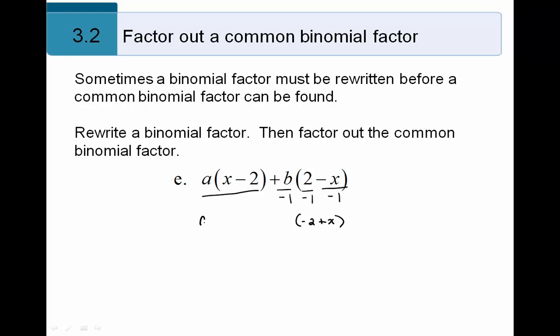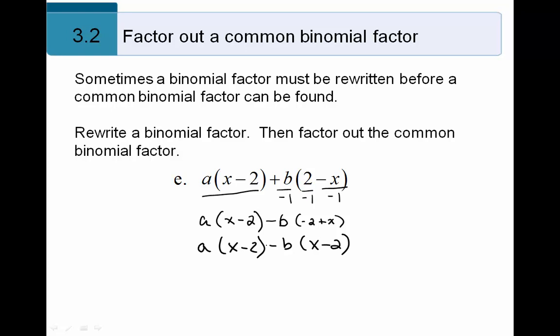Now let me just drop down my a, parenthesis x minus 2. Positive b divided by negative 1, now we'll have a minus b out there instead. But now notice negative 2 plus x is the same as writing x minus 2. So now I have a common factor that I can factor out.